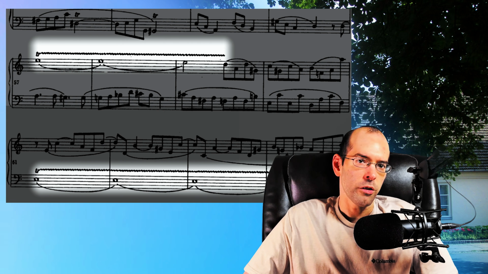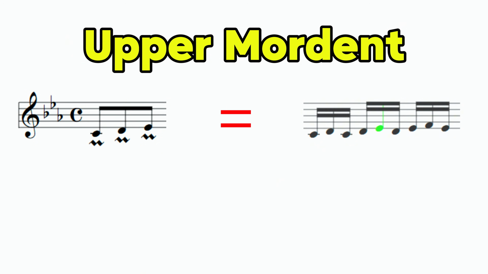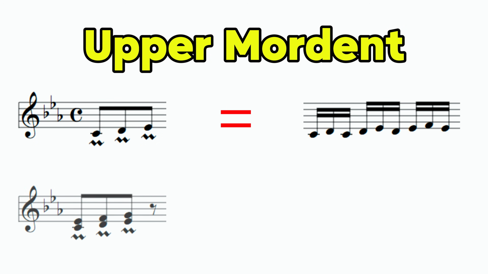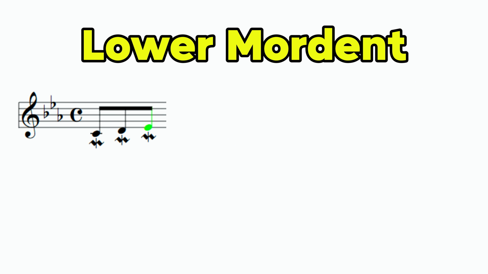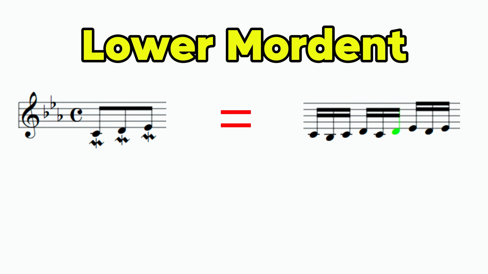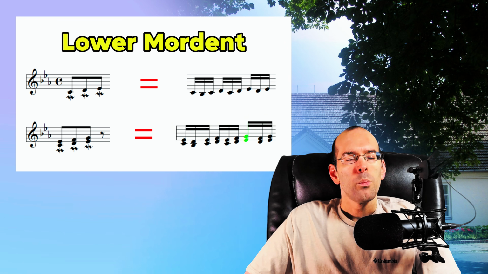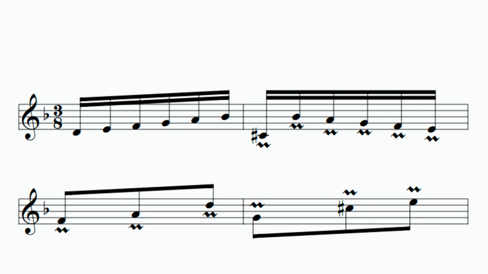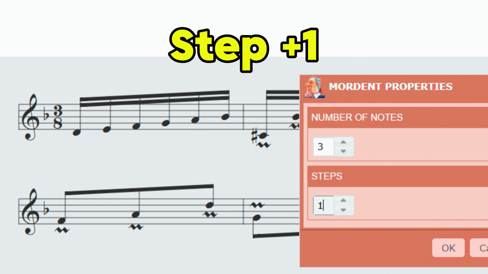And a mordent is where a note will have a quick alternating movement like this. And it either goes upwards or downwards. So the default mordent will follow your scale, but you could change steps between the mordents if you want to. And I'm going to add graphic indicators at a later time.